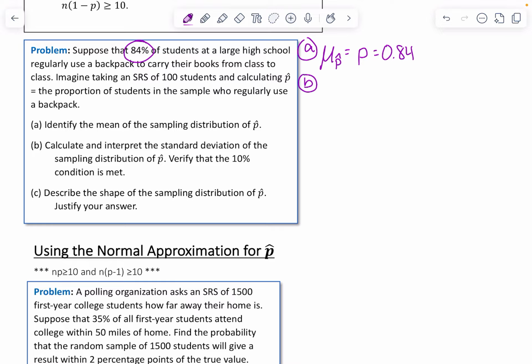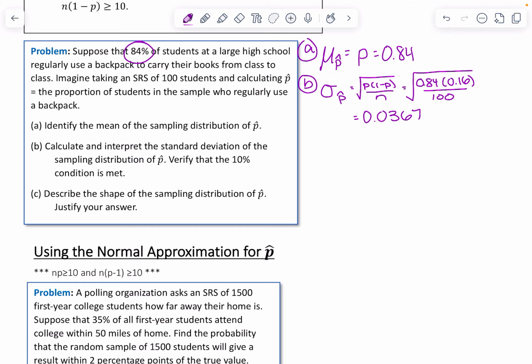All right, calculate and interpret the standard deviation. So standard deviation is going to be the square root of p times 1 minus p over n. So that's 0.84 times 0.16 over, what's our sample size? 100. Okay, let's see. I need to plug that in myself. All right, so we get the standard deviation is 0.0367. It says interpret and verify the 10% condition.